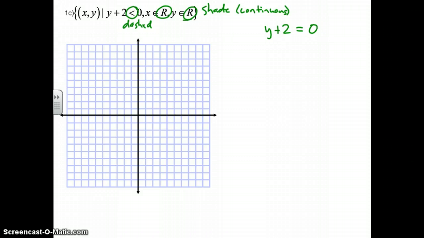What you need to remember is that y plus 2 equals 0 is actually the line y equals negative 2, and y equals negative 2 is a horizontal line. That's a skill we've covered back in Math 10, graphing horizontal and vertical lines. Remember that lines that are y equals something are horizontal lines, meaning flat lines, and if they're x equals, they're vertical lines, so straight up and down lines.